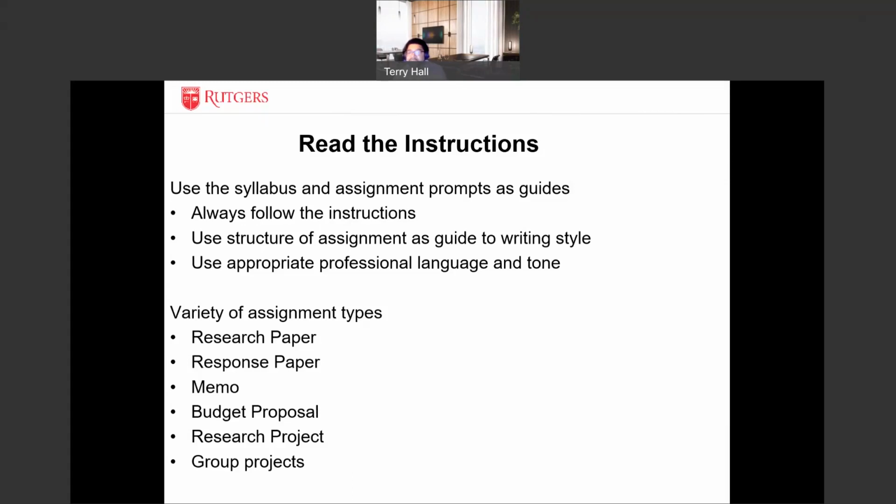There's a variety of assignment types in public administration. We commonly ask students to write research papers, response papers, memos, budget proposals, as well as perform research projects, including the capstone, or perform large group projects with each other.